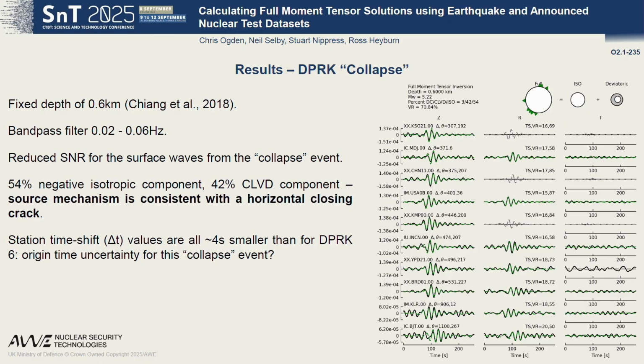What's interesting is that the time shifts required to make this moment tensor are 4 seconds smaller than for the explosion that happened 8 minutes earlier. So given that the Earth probably hasn't changed that much in 8 minutes along these ray paths, it suggests that whatever the source of the surface waves is, it is not necessarily the source of the body waves that we use to produce this event origin time.